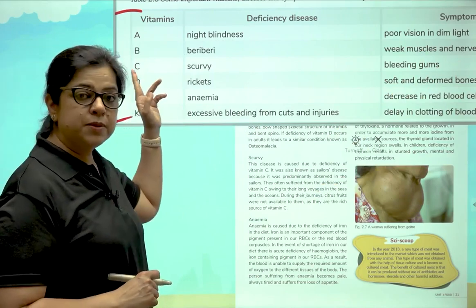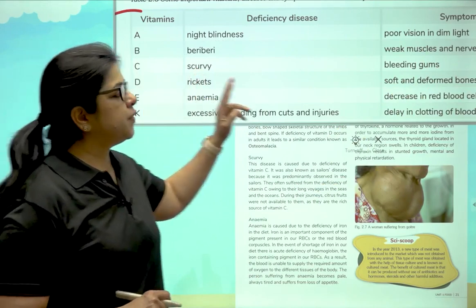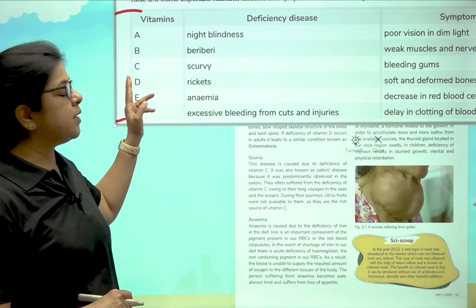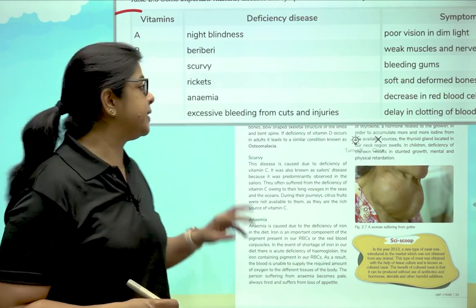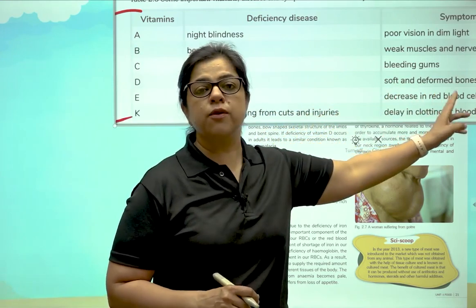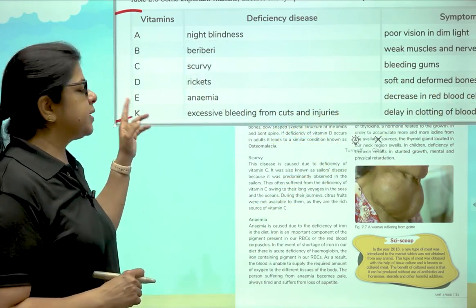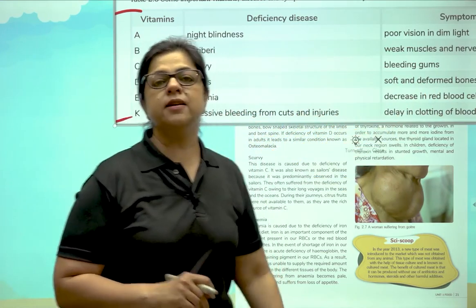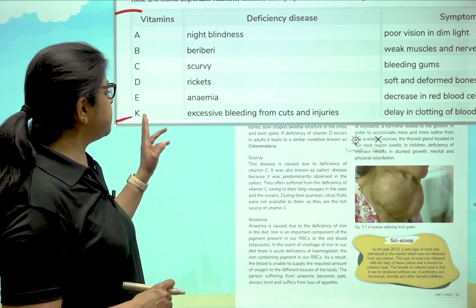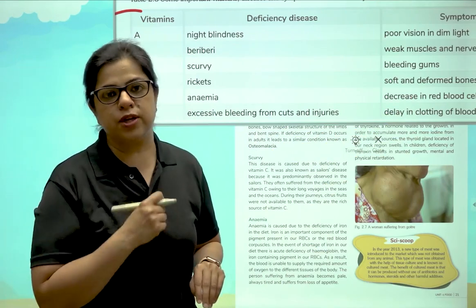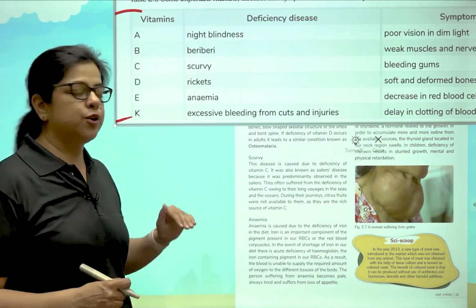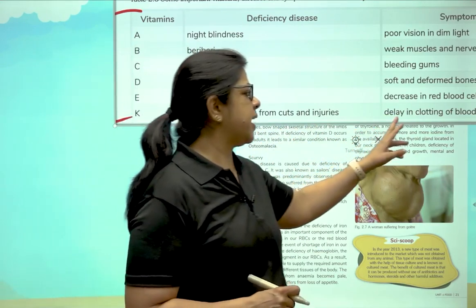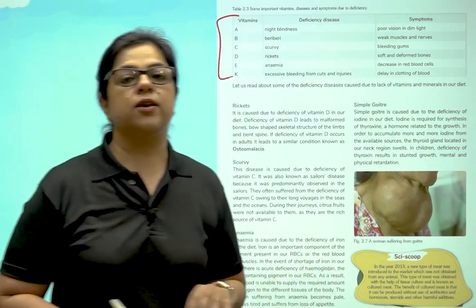The deficiency of vitamin C leads to scurvy, which causes bleeding gums. Deficiency of vitamin D, which is very important for bones, leads to rickets, which causes soft and deformed bones. Deficiency of vitamin E leads to anemia, which decreases the red blood cells. Vitamin K is important for clotting of blood. So when vitamin K reduces, excessive bleeding takes place from cuts and injuries, and there is delay in clotting of blood.